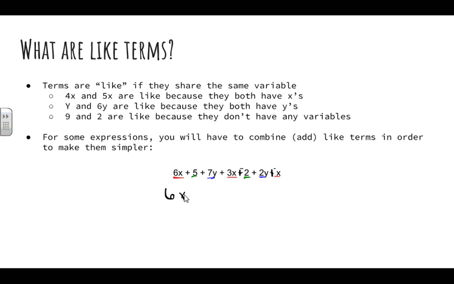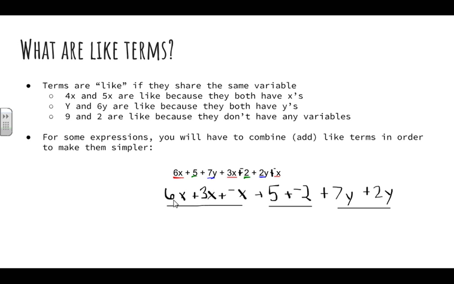6x plus 3x plus negative x. All right, now there's all my x's together, plus 5 plus negative 2. There's all my plain old numbers. Now I can put all my y's together, plus 7y plus 2y. All right, now I can actually add up my like terms.